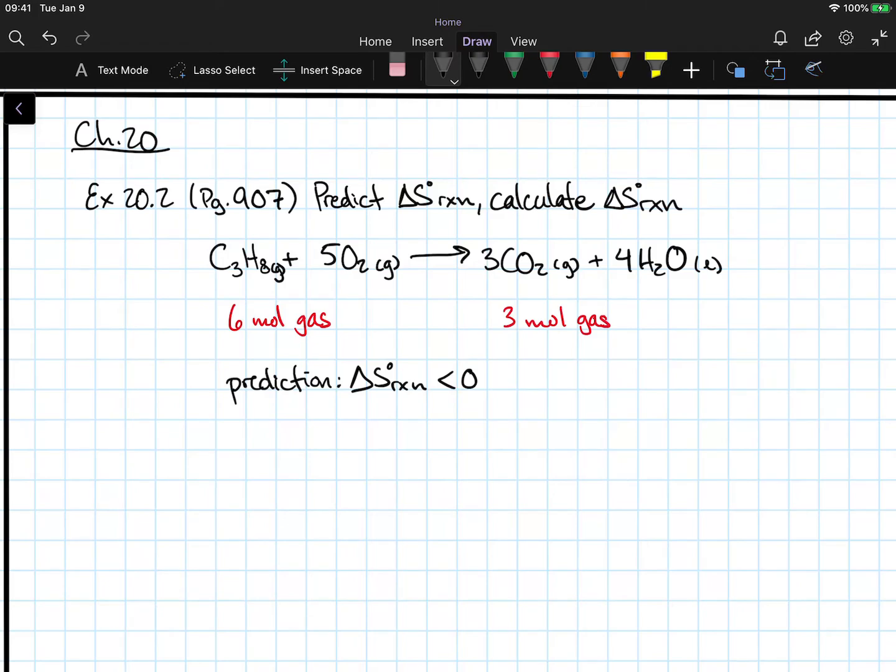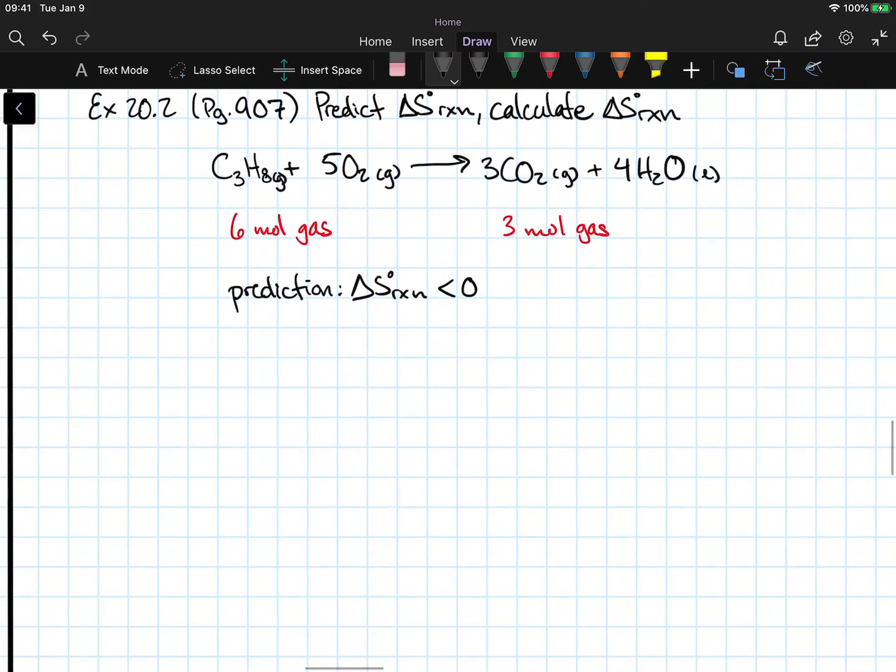So if we want to actually calculate it, what we need to use is that the standard entropy change for a reaction is equal to, and this will look fairly similar, the sum of the molar coefficients times the standard entropy of the products minus the sum of the molar coefficients times the standard entropy of the reactants.